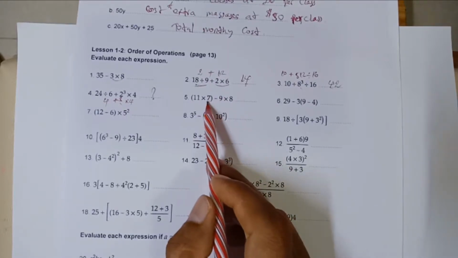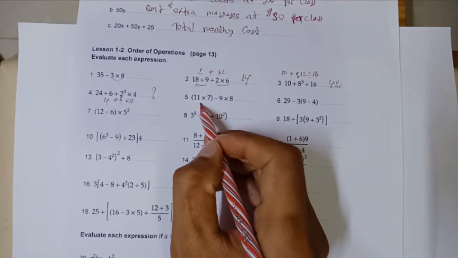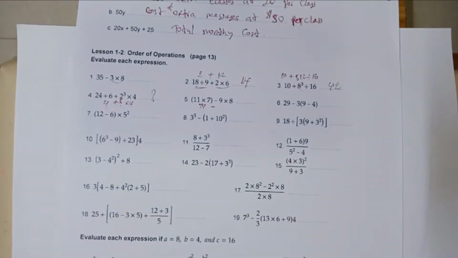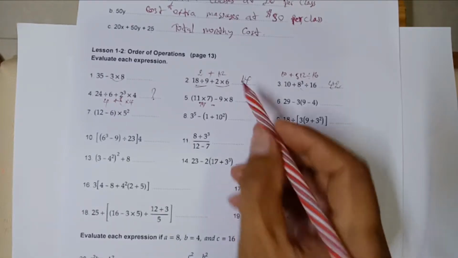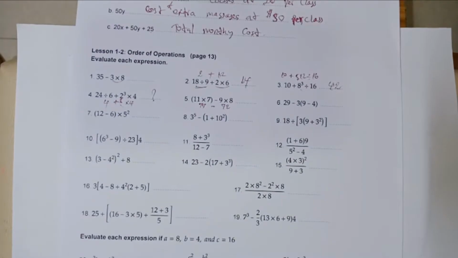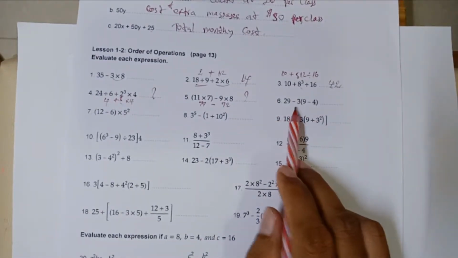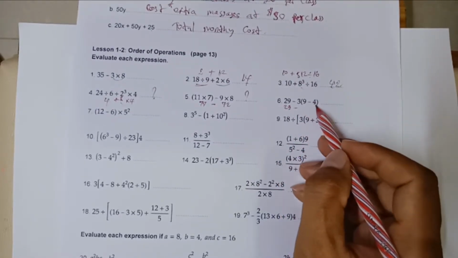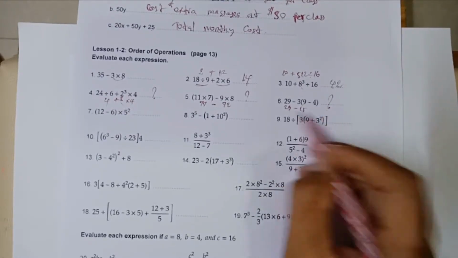This number, you work within parentheses first. 11 times 7 will give you 77. You minus, and then 9 times 8 will give you 72. So you do the minus, and you will get your answer by yourself. And then this, you work within parentheses first. Let's say 29 first, and minus 9 minus 4, you have 5. 5 times 3, which is 15. Minus, you have your answer.